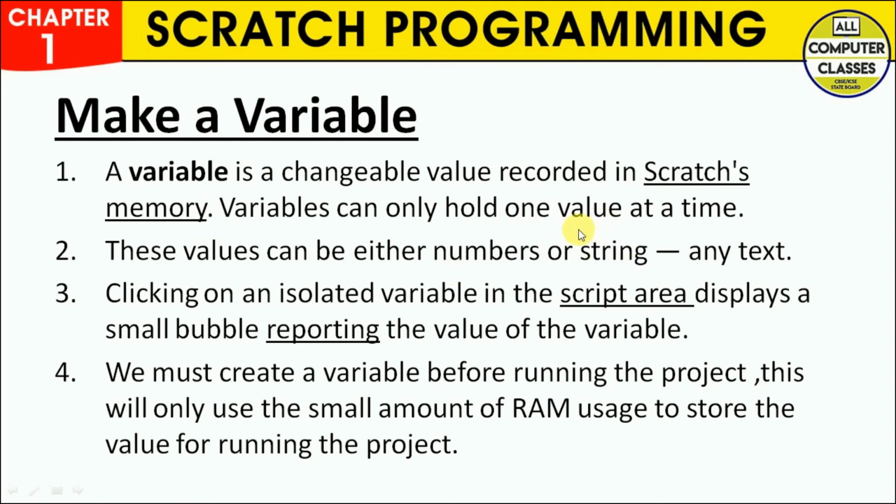A variable can only hold one value at a time, like it was holding values for marks, for run. These values can be either numbers or strings or any text, so we can give even a number or string. String is nothing but a text. Clicking on an isolated variable in the script area displays a small bubble reporting a value. So we have just done this, just pay attention. If you click on the report block in the script area, it will display the value in the form of a bubble.